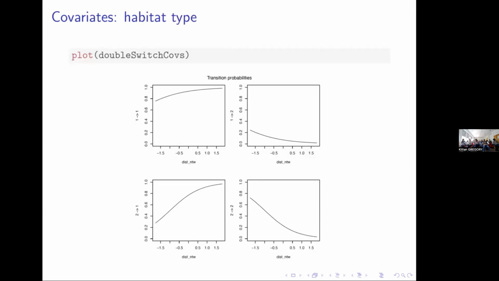Quick question, and maybe I missed it: you provide the number of states, and then how does it make a kind of cluster analysis of the distance and turning angles, or how does it work?